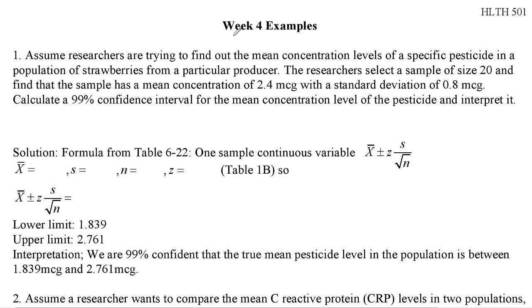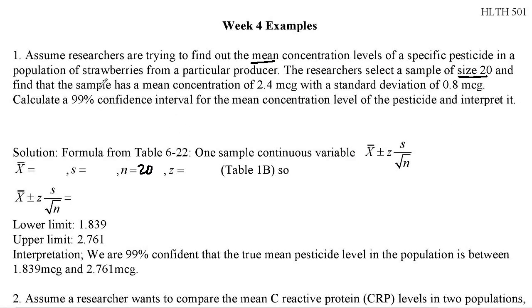We're doing some examples for the week 4 problems here. First up, we are doing a confidence interval. Our researchers here are trying to find out the mean concentration level of a pesticide in strawberries. The researchers select a sample of size 20. That is going to be our value of n right here.